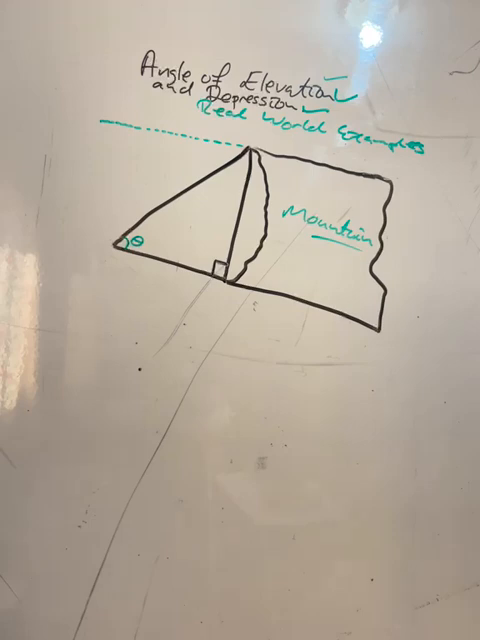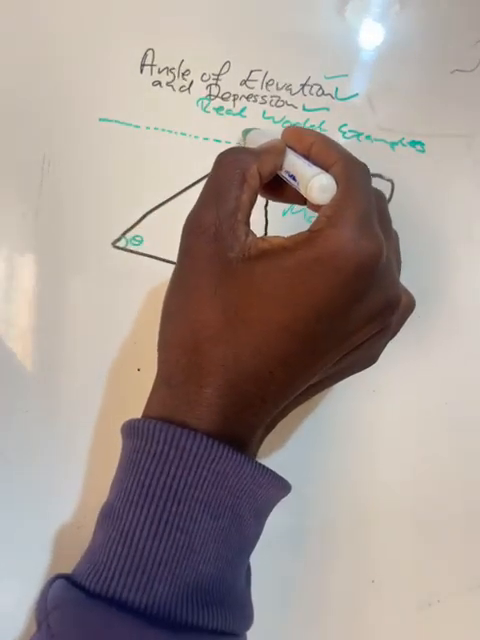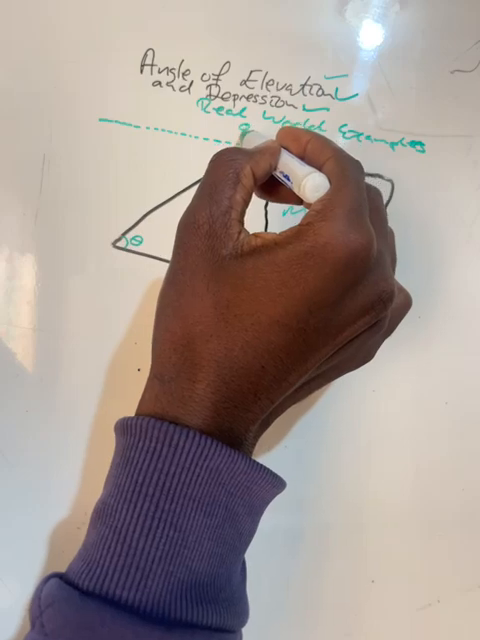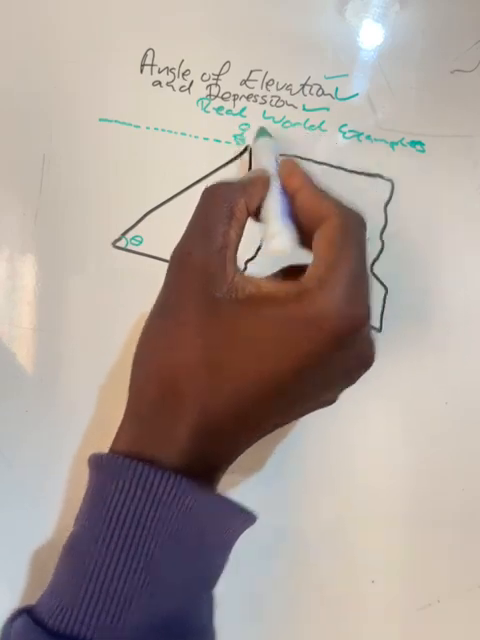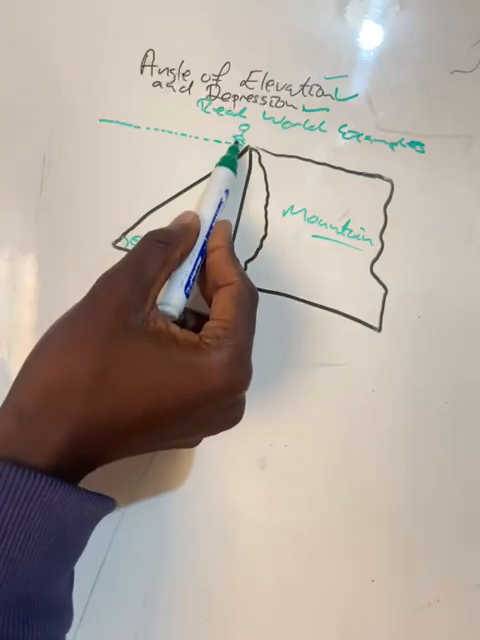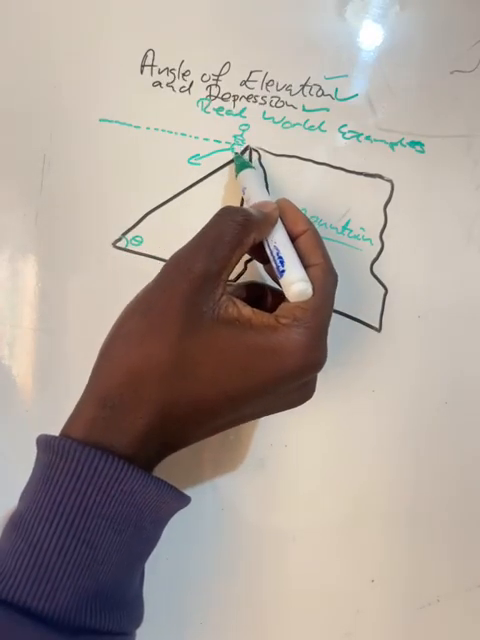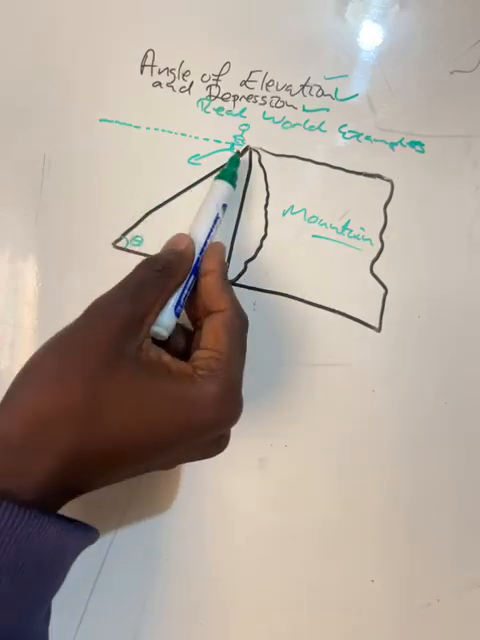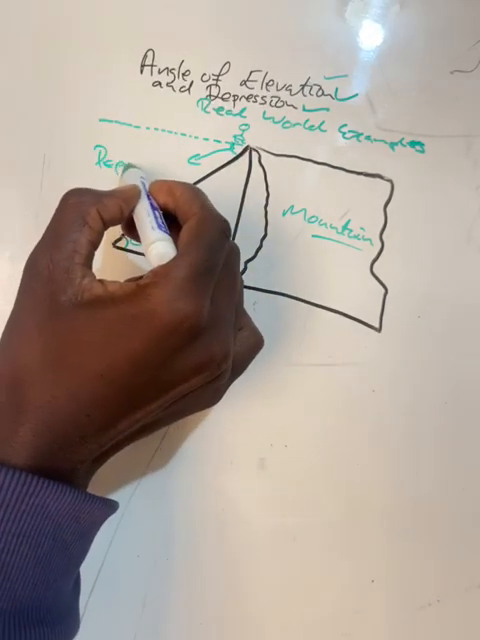And the opposite is true. Let's say that there is someone who is here, someone at the top of the mountain. They get to look downwards from this angle. Now, the process of looking downwards, that's what we call depression.